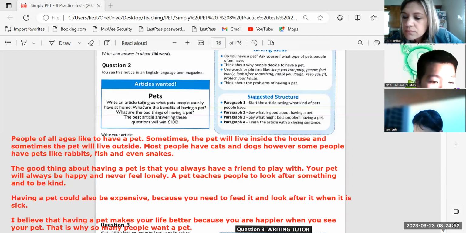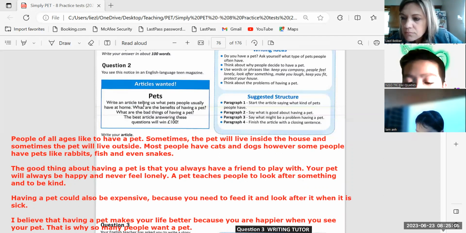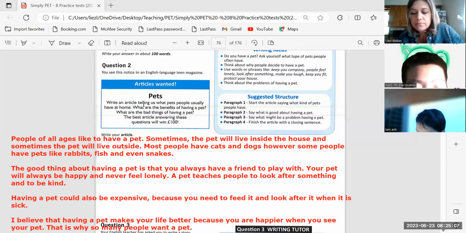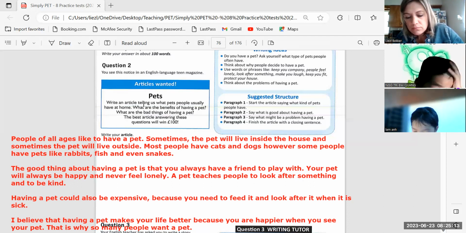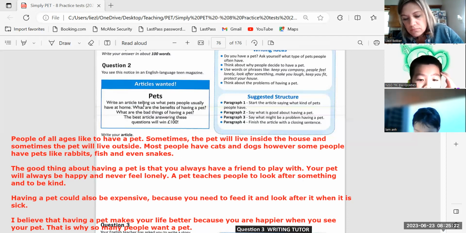People of all ages like to have a pet. Sometimes the pet will live inside the house, and sometimes the pet will live outside. Most people have cat and dog. However, some people have pets like rabbit, fish, and even snake. The good thing about having a pet is that you always have a friend to play with. Your pet will always be happy and never feel lonely.